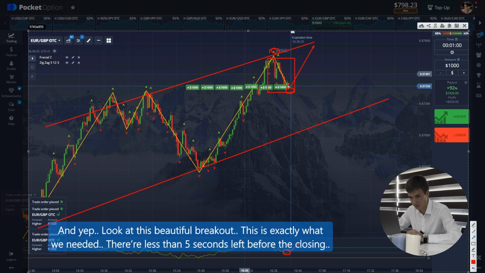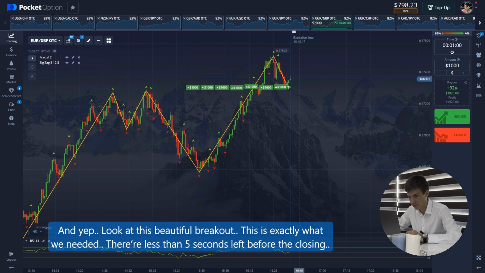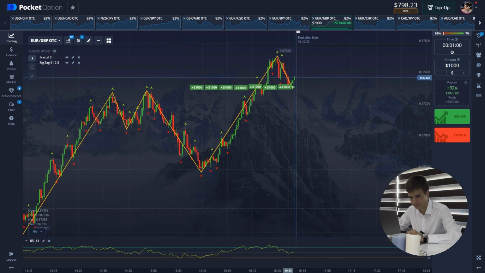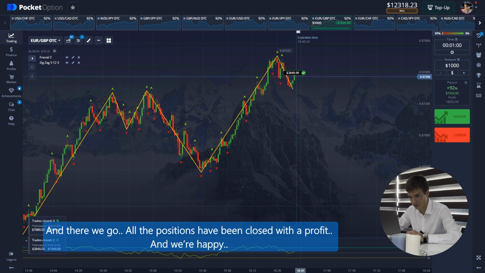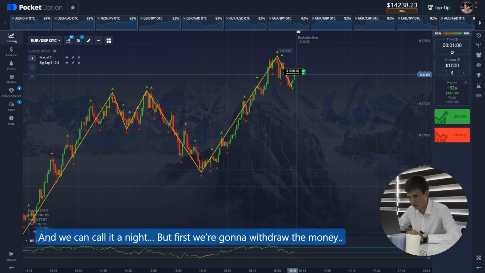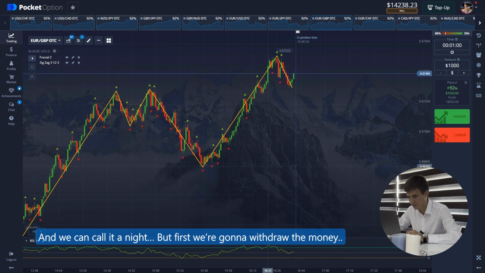And yep, look at the beautiful breakout. This is exactly what we needed. There are less than 5 seconds left before the closing, and there we go. All the positions have been closed with profit. We are happy, and we can call it a night. But first we are going to withdraw the money.